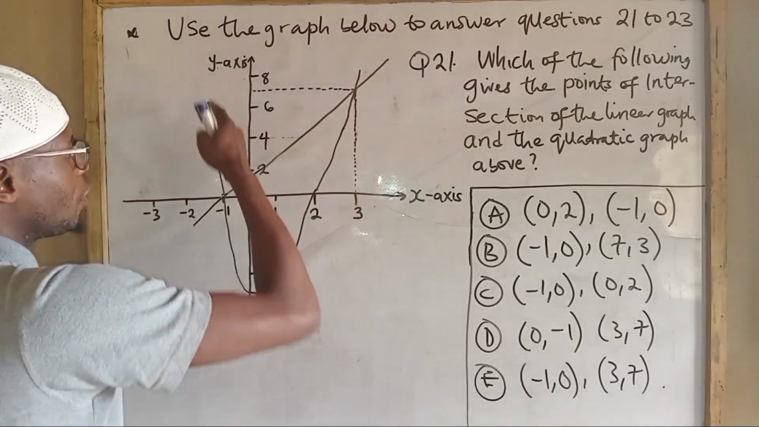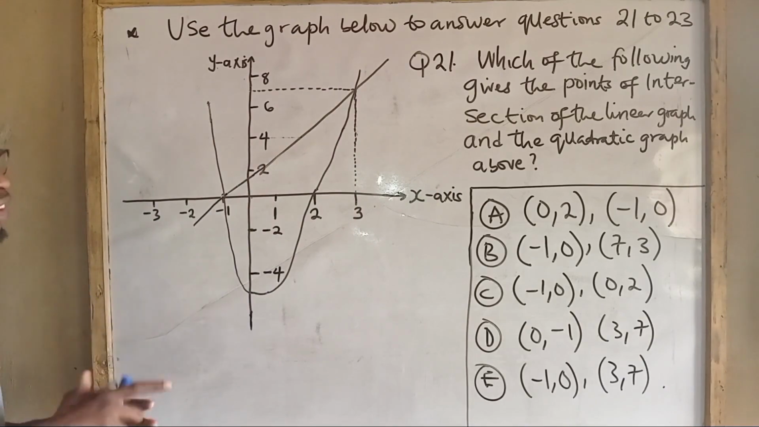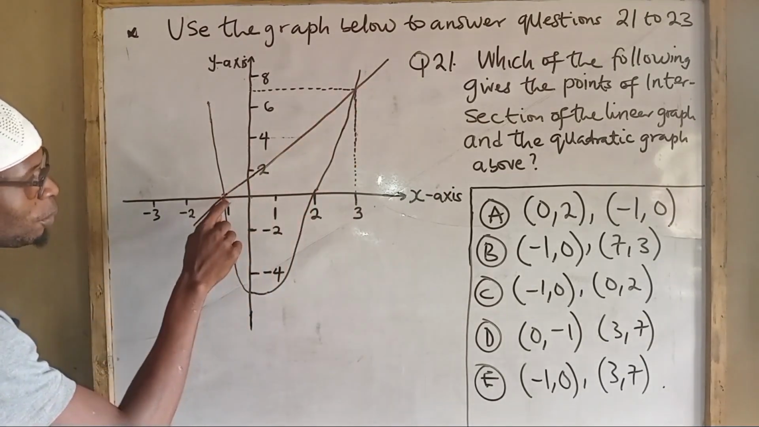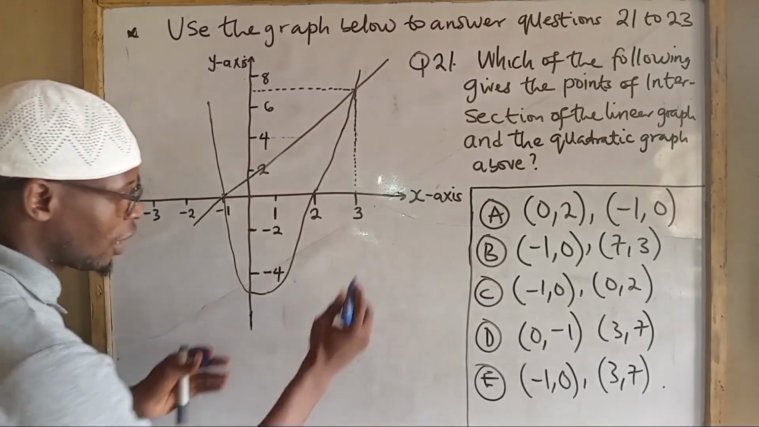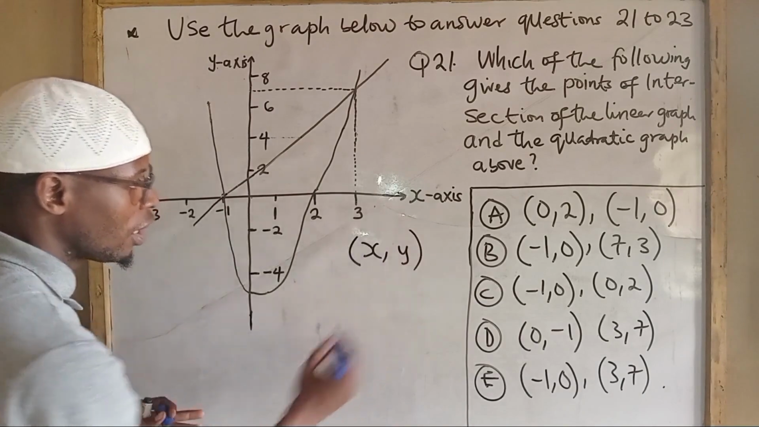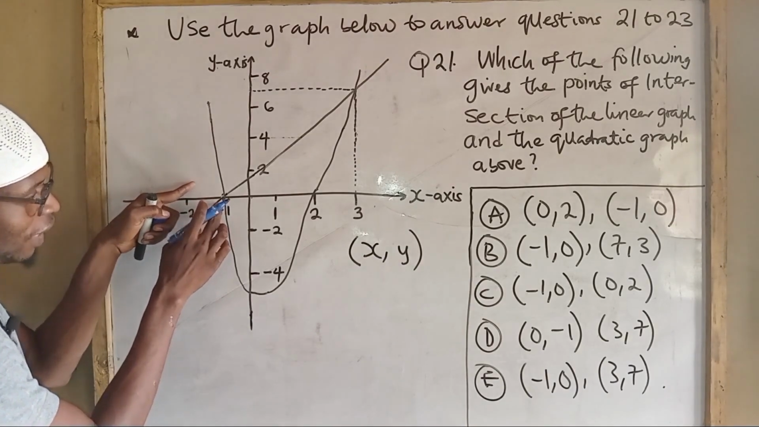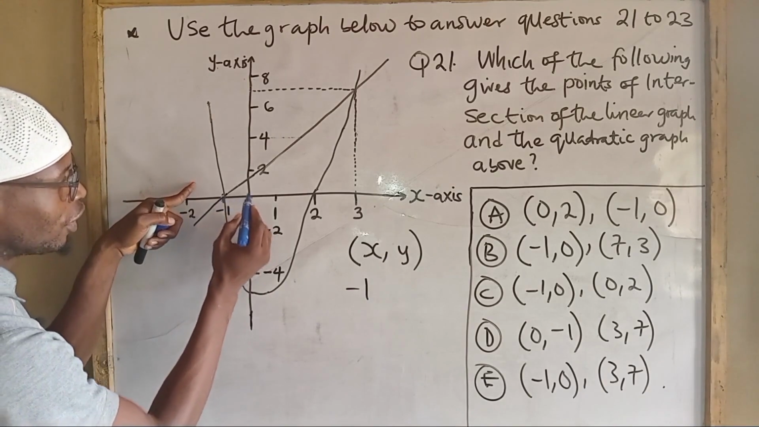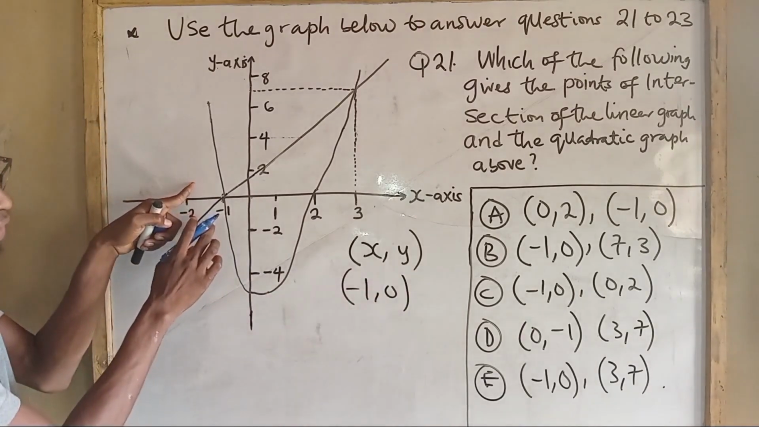This is a linear graph and this is a quadratic graph. The point of intersection means where they join. Look at this point here, they meet at this point. They also meet at this point. At this point, let us analyze what is there. What is here is -1. For you to understand that, a point of intersection should be in this form: x comma y. So at this point, x is -1, and y, since this is the origin, is 0.